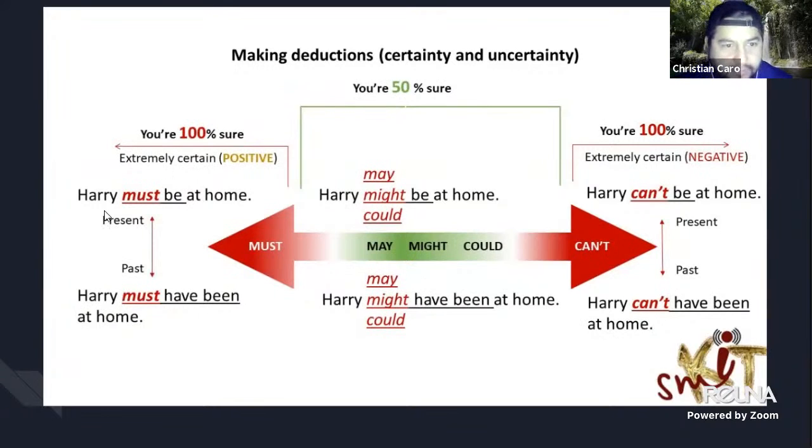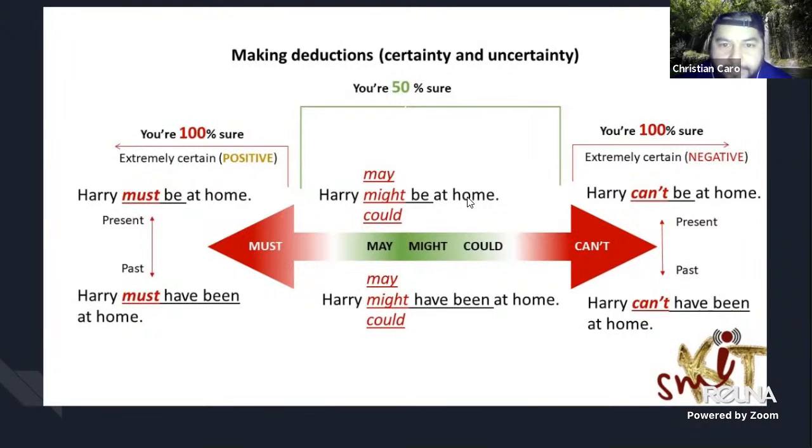We got must here, which is used when you're 100% sure about something. Like it's extremely certain, like Harry must be at home because, I don't know, you've called, you saw the guy there, so he must be at home. You know that at this hour he should be there, he must be there. In the past, Harry must have been home, like yesterday at 10 a.m. As I told you, it's extremely certain in this case.